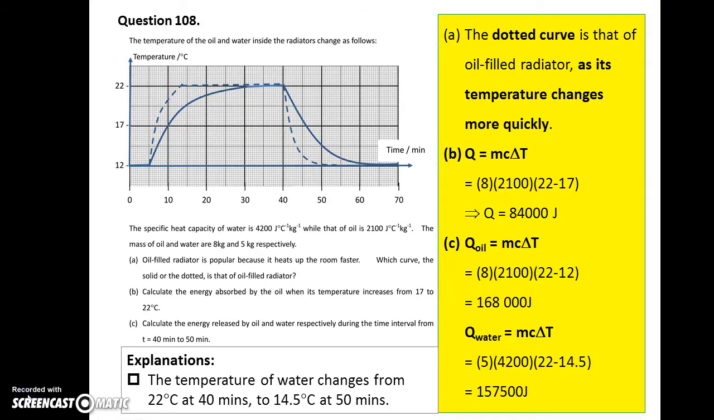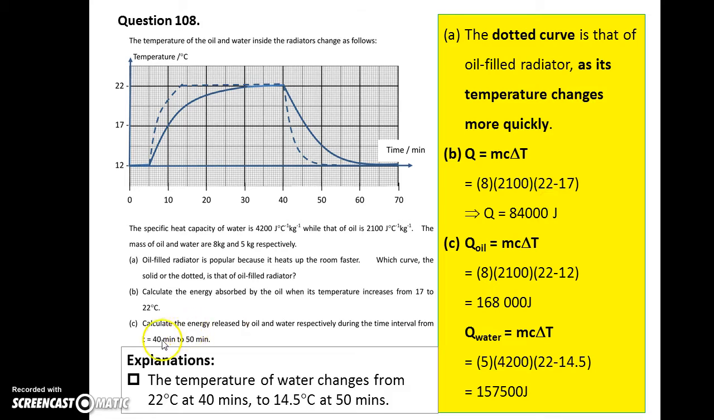Question 108. First, which one is oil, the dotted or the solid curve? The answer is the dotted curve, because for the dotted curve, the temperature changes more quickly, and because oil has a lower specific heat capacity, that's why its temperature may change more quickly. For part B, you have to calculate the energy absorbed by oil when its temperature increases from 17 to 22 degrees Celsius. The temperature changes 5 degrees Celsius, and this is the specific heat capacity for oil. This is the mass, and in this way you may calculate the energy absorbed by the oil.